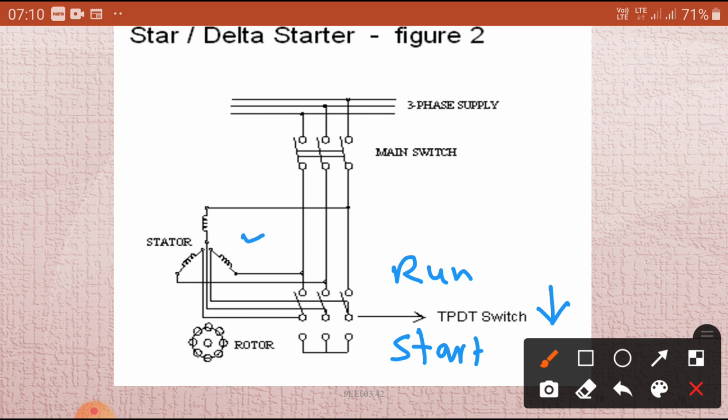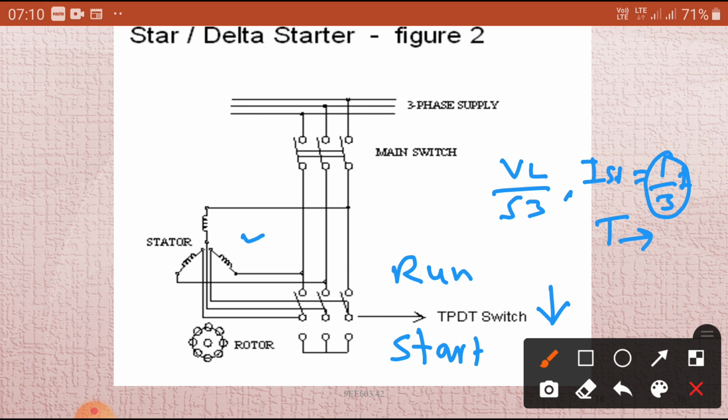Then the voltage VL is reduced by root 3 times. Correspondingly, our starting current also reduces to 1 by 3 times the current. Due to the smaller current, it produces less torque, but this torque is enough to rotate our motor rotor. Once the rotor picks up nearly 80% of the full load speed, we have to move the switch to the run position. At that condition, the motor runs in delta fashion.